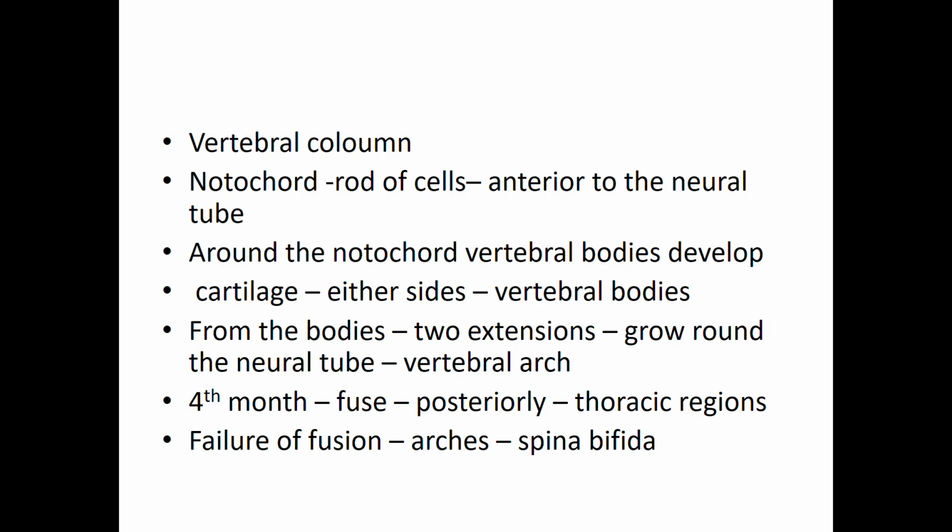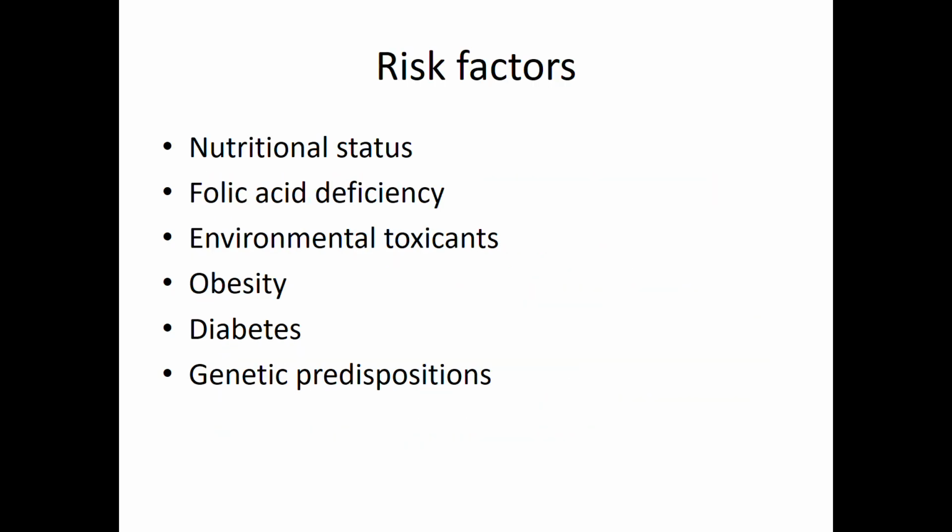Yeah, this we just saw. Now, what are the risk factors for this particular disease? Nutrition status of the mother here. Basically, this is a disease of children, or usually seen in the younger age group. So, nutrition status of the mother is important: folic acid deficiency, environmental toxins, obesity, diabetes, and genetic predisposition.